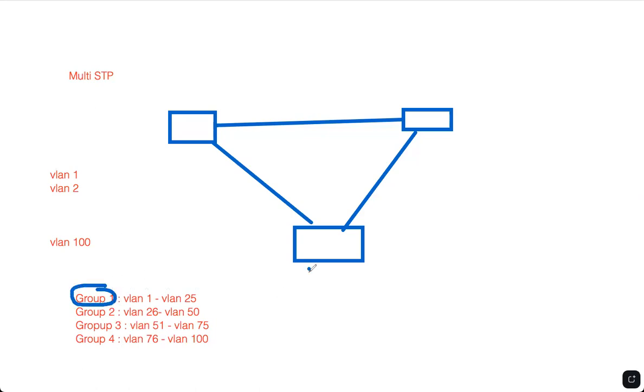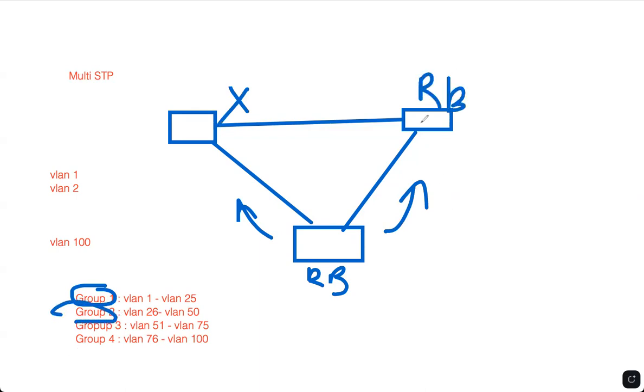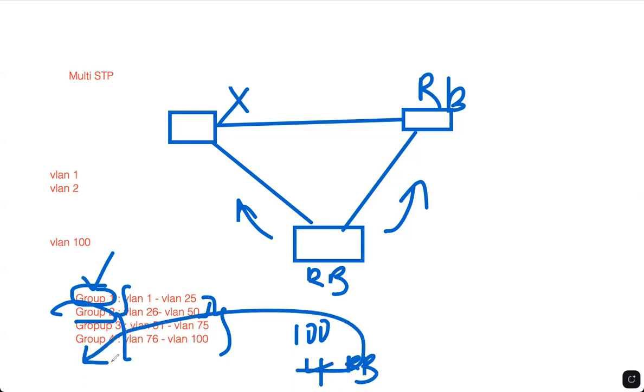So for group 1, this can become the root bridge. This port will be in the forwarding state, this port will be in the forwarding state, and this can be in the blocked state. For group 2, this can be the root bridge, because it can have the lower priority. So instead of setting priority at the VLAN level, you do it at the group level, mapping the VLANs into groups. Instead of having 100 root bridges, you have only 4 root bridges, because you map the root bridge per group, not per individual VLAN.